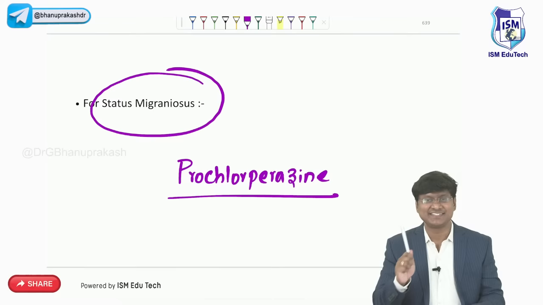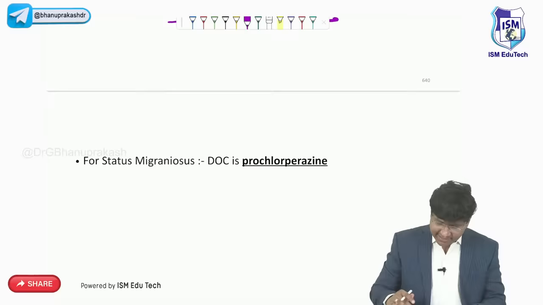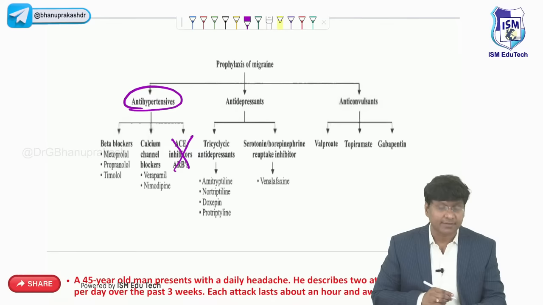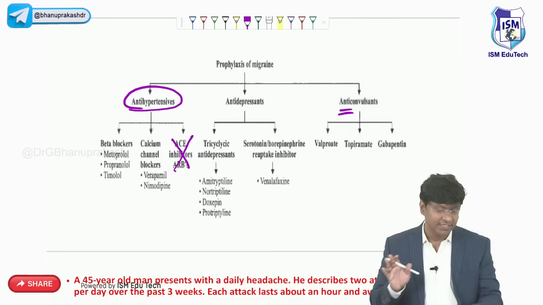Okay, right. Then you should know what are all the various drugs we give for prophylaxis. That is another important question that will be asked. So we give some antihypertensives like beta blockers, calcium channel blockers, and occasionally ACE inhibitors, but that will not be a priority. And antidepressants like tricyclic antidepressants and selective norepinephrine reuptake inhibitors. And we also give some anticonvulsants for prophylaxis, that is valproic acid, topiramate, and gabapentin. So these are the drugs that we give for prophylaxis. So this finishes your migraine.